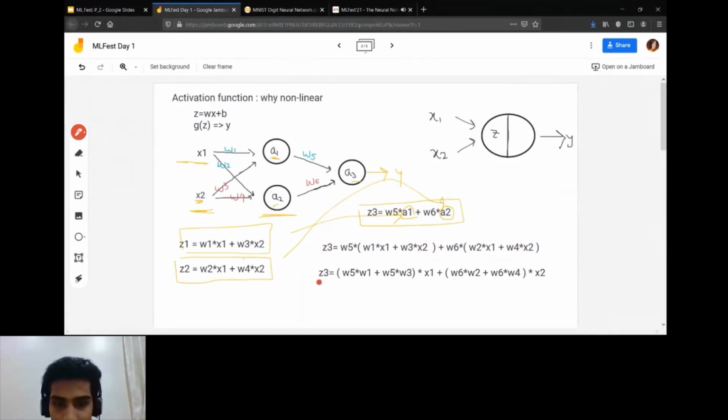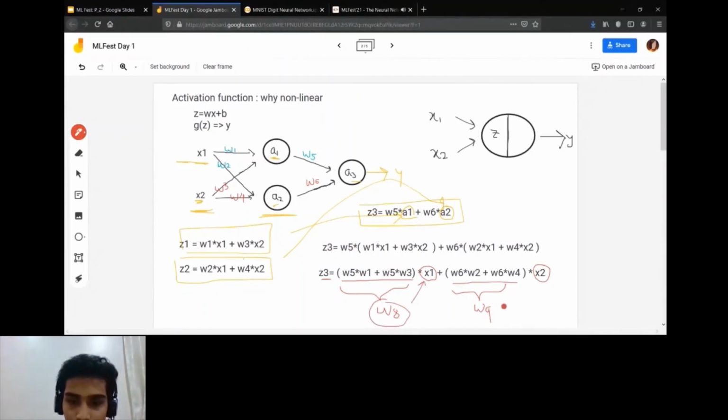We see that z3 becomes some weights times input x1, again some weight, and then x2. Is it okay if we consider this as some weight w8 and this as some weight w9? Obviously it can be considered as another weight, because it's just addition of weights. So finally the equation is nothing but some weight times input x1 and another weight times input x2.